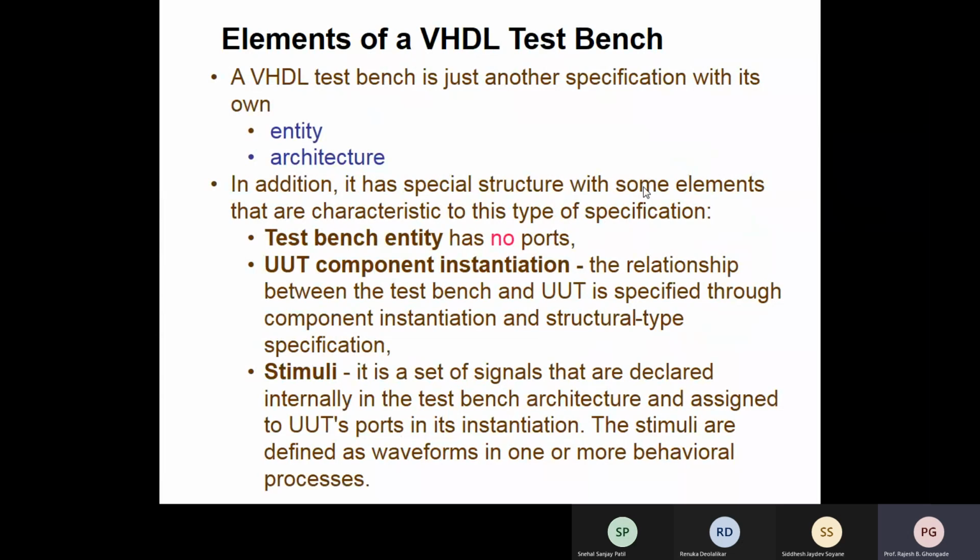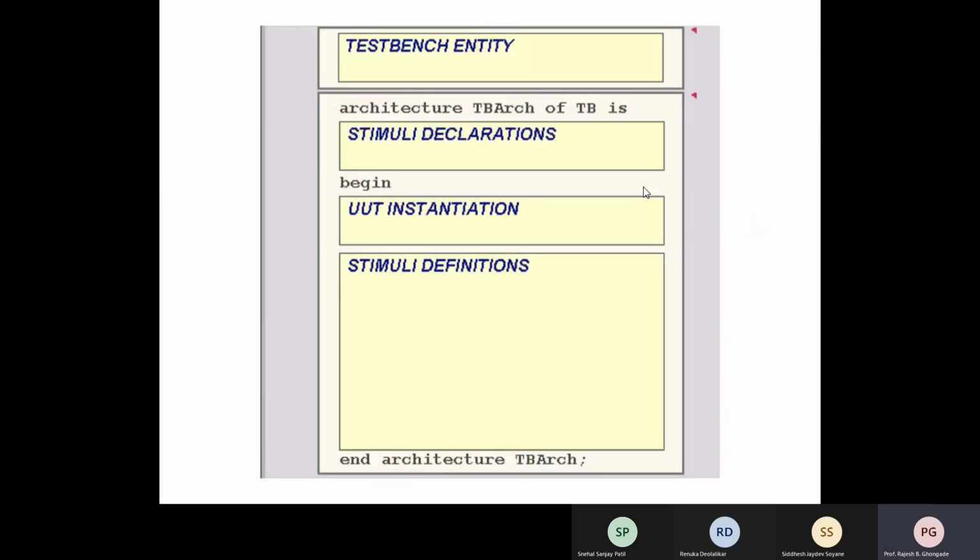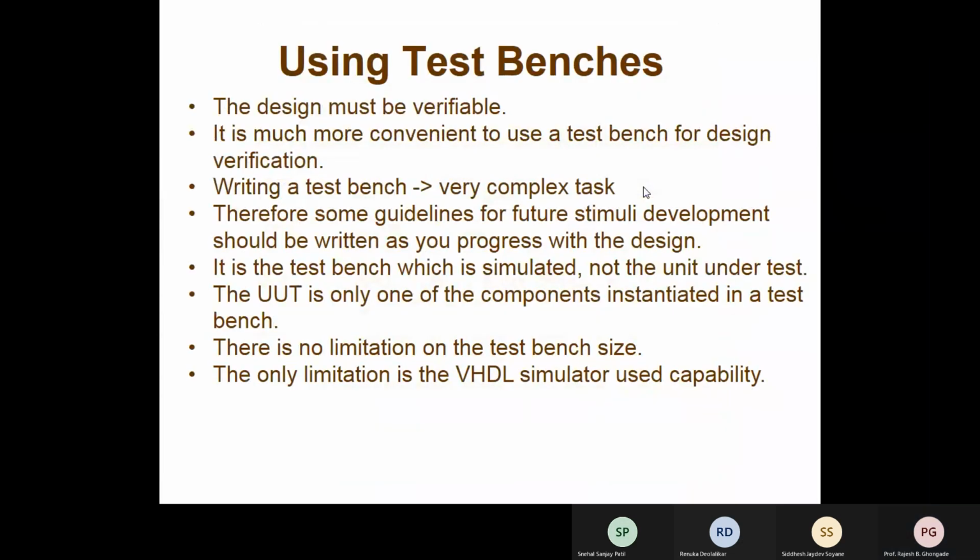Then stimuli: it is a set of signals that are declared internally in the test bench architecture and assigned to the ports of the device under test, or unit under test, during its instantiation. The stimuli are defined in the form of waveforms or maybe in the form of some processes. So this is how it looks: you have the test bench entity, you have the test bench architecture, then begin. In begin, you have to instantiate the component and then go for the stimuli definitions. So how to design the test bench using a test bench?